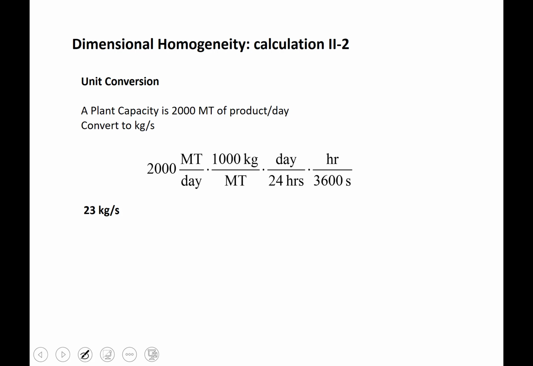All right, here's another conversion calculation. This is 2,000 metric tons times 1,000 kilograms per metric ton times day per 24 hours times hour per 3,600 seconds. So the plant capacity of 2,000 metric tons of product per day is going to be the same as 23 kilograms per second. This kind of calculation you should be able to do easily and have a system so that you do it without making any mistakes.